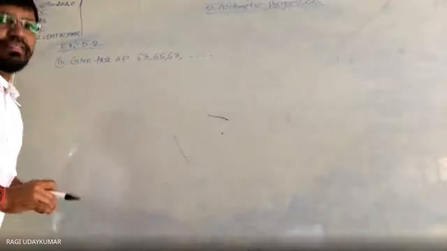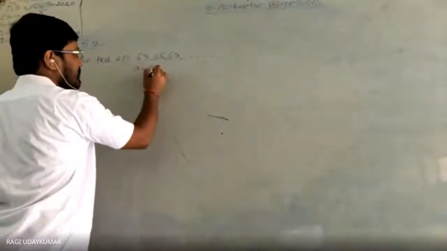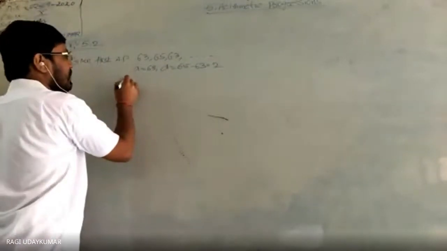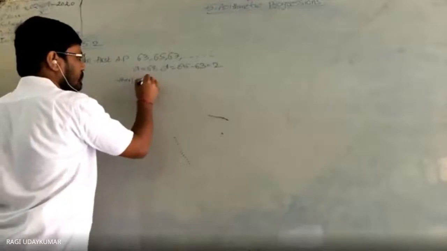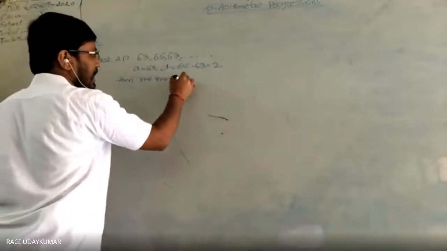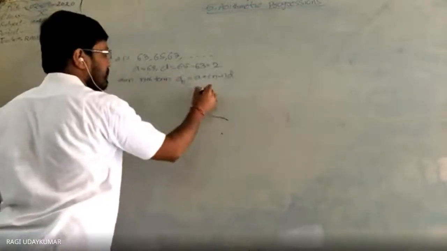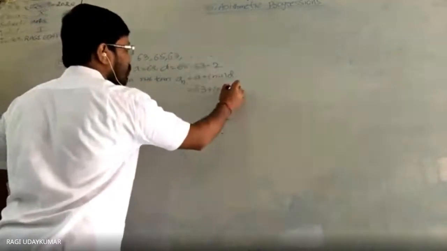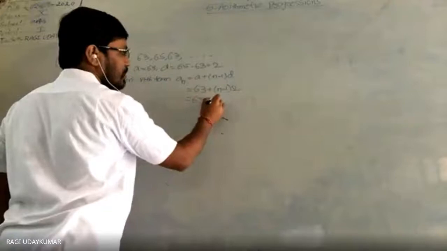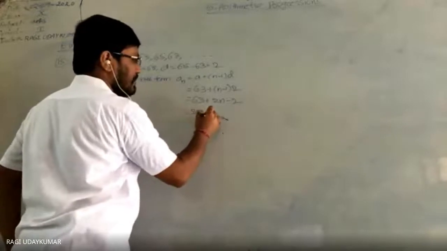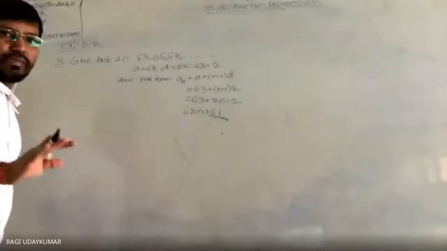So two arithmetic progressions are given, and the question is asking us to find the nth term. Here a is 63, d is 65 minus 63, which equals 2. Then the nth term is an equals a plus n minus 1 into d. So 63 plus n minus 1 into 2, which gives 63 plus 2n minus 2. So 63 minus 2 gives 2n plus 61. This is the nth term of the first arithmetic progression.